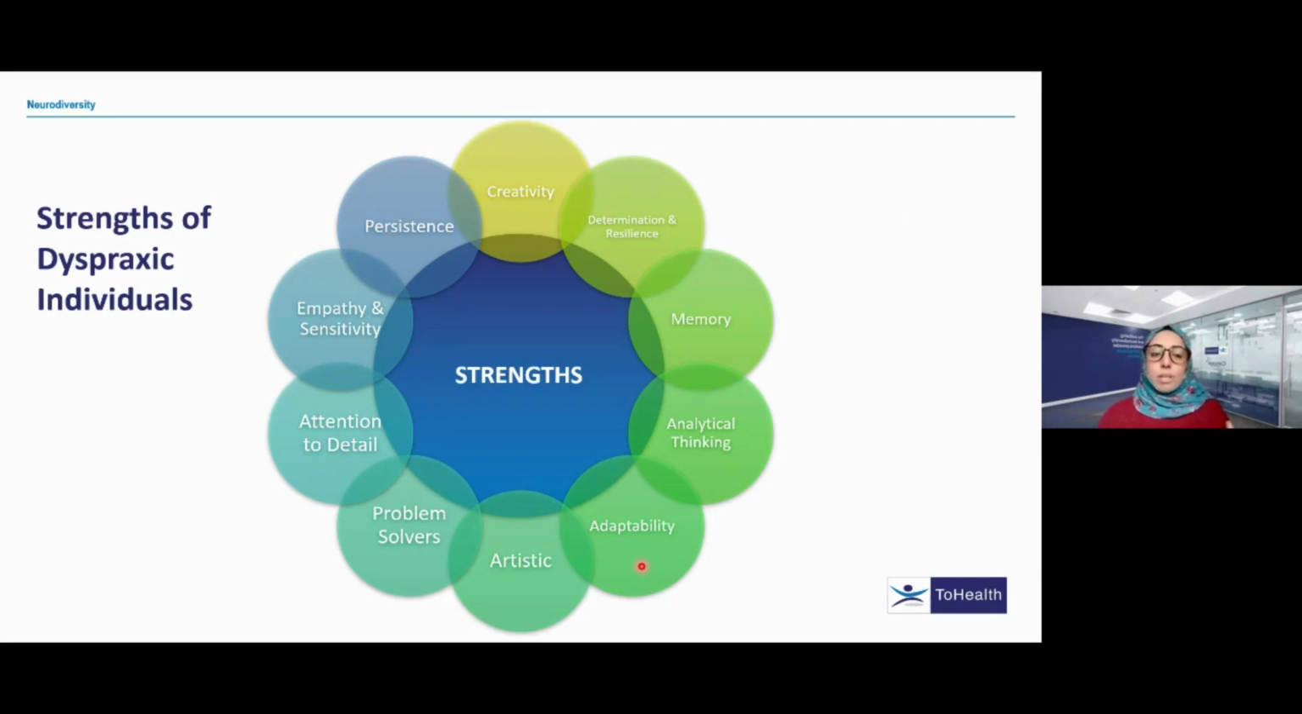Now, a lot of people that are neurodivergent, often they need to navigate a world designed for neurotypical individuals, and this can really foster adaptability. So they can develop strong adaptive skills and the ability to thrive in diverse environments. Now, they can often have talents in arts, visual arts, music, writing, or other forms of creative expression.